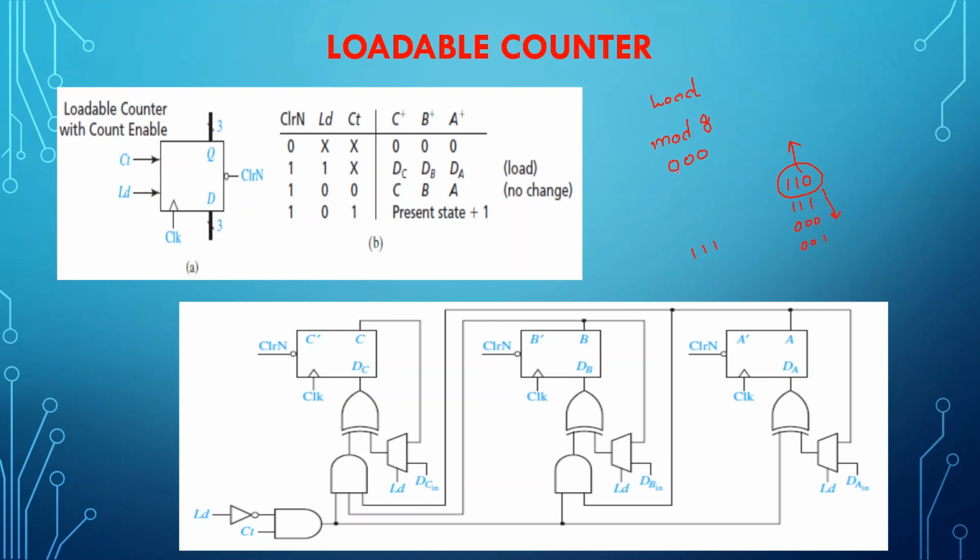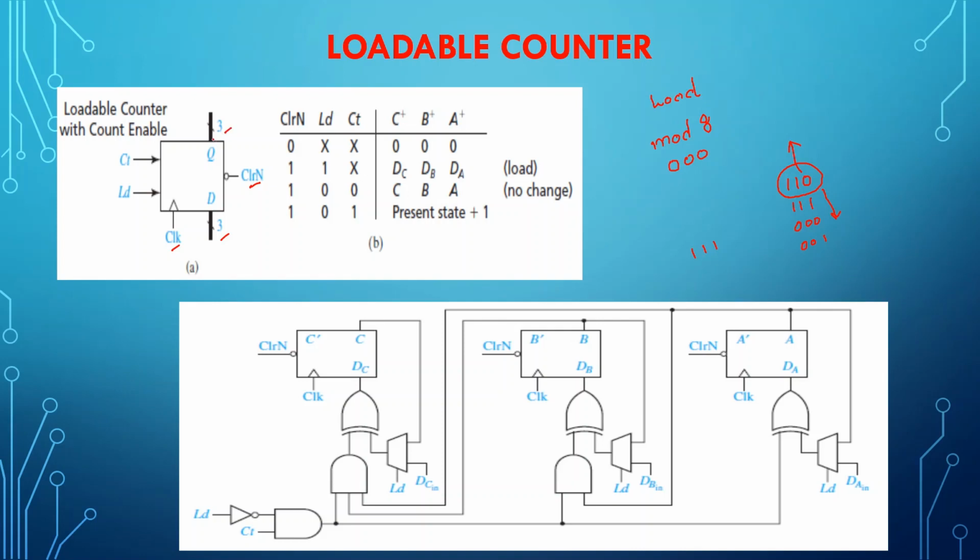Loadable counters are basically the counters to which you can load the first count. First count can be loaded to that particular counter. So that is what it is all about. And if you can see the symbolic diagram here, you can see everything is normal. It's a normal flip-flop here. It's a 3-bit counter or a 3-bit register. It has got a clear signal. It has got a clock input. It has got 3 inputs. It has got outputs. So everything remains the same.